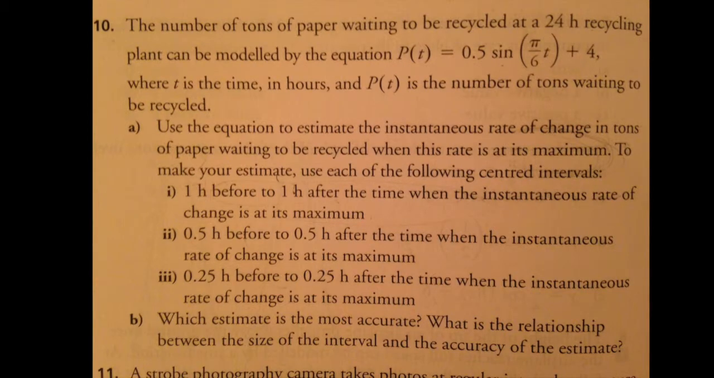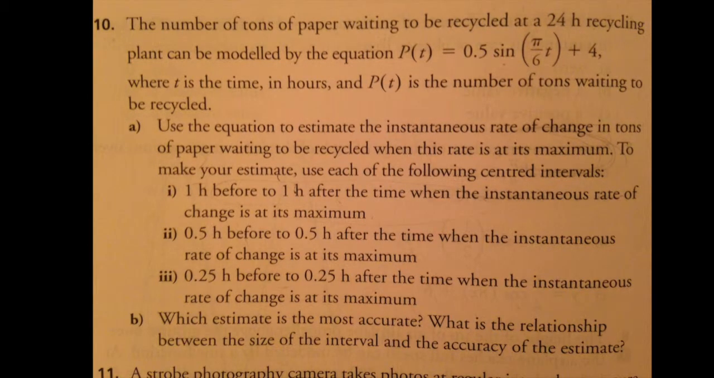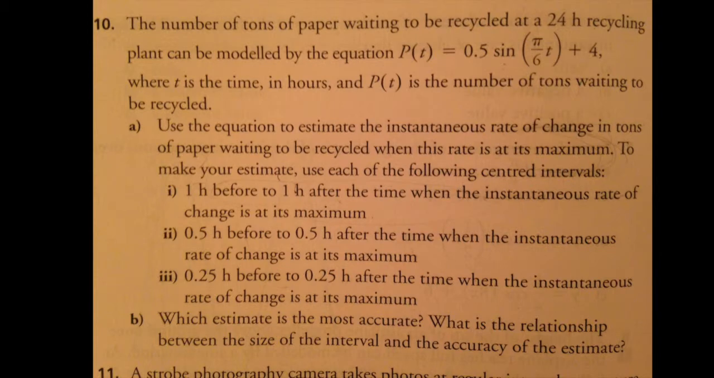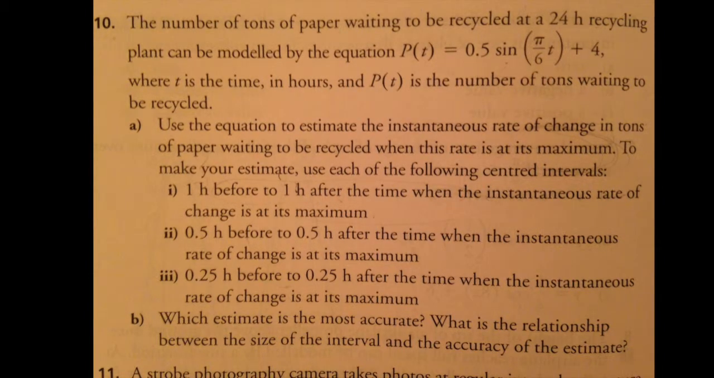A. Use the equation to estimate the instantaneous rate of change in tons of paper waiting to be recycled when this rate is at its maximum. To make your estimate, use each of the following centered intervals. I. 1 hour before to 1 hour after the time when the instantaneous rate of change is at its maximum. II. 0.5 hours before to 0.5 hours after the time when the instantaneous rate of change is at its maximum.